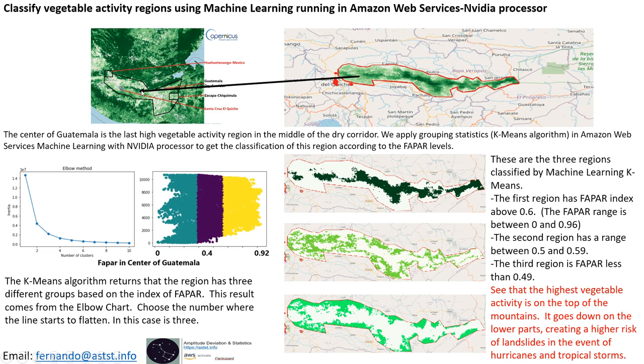The only area just in the middle of this dry corridor is presented here, and we use an algorithm called K-means to classify the different levels of vegetation activity. Then we can map these different levels of activity, and we see where the higher risks are and where the resilient regions are that resist the droughts and that we have to take care of. We ran K-means using Amazon Web Services.